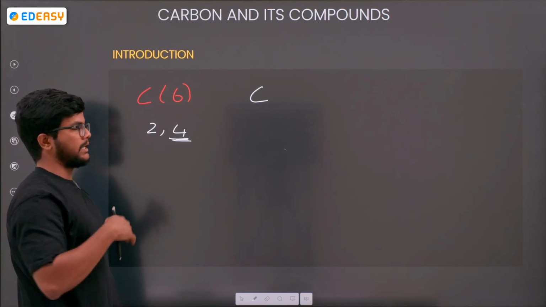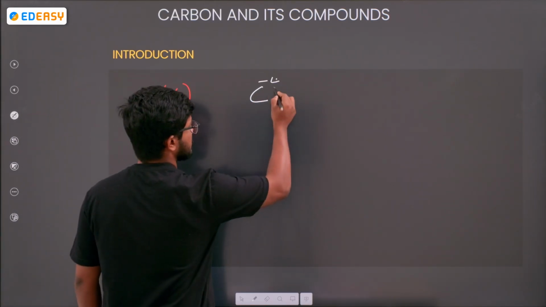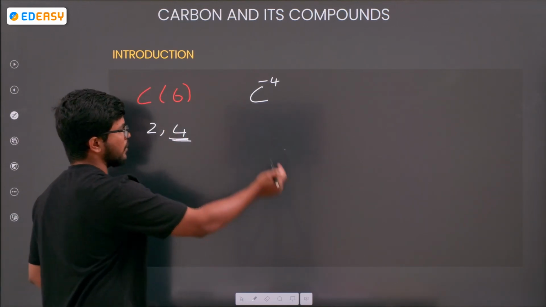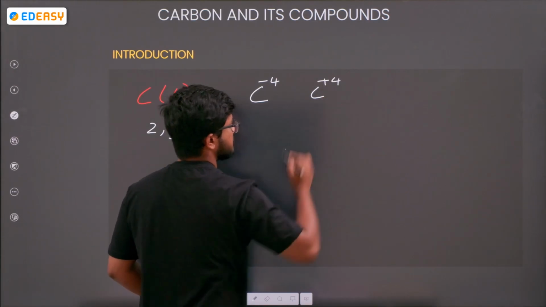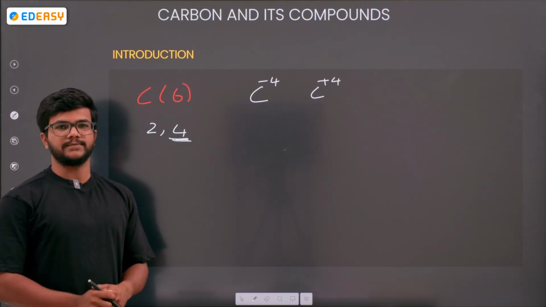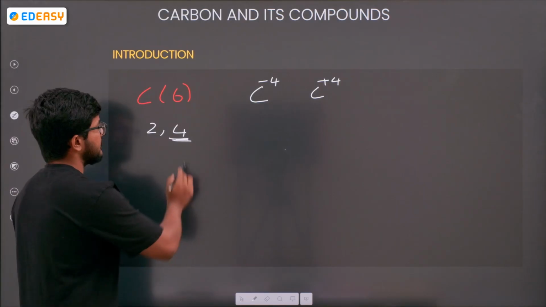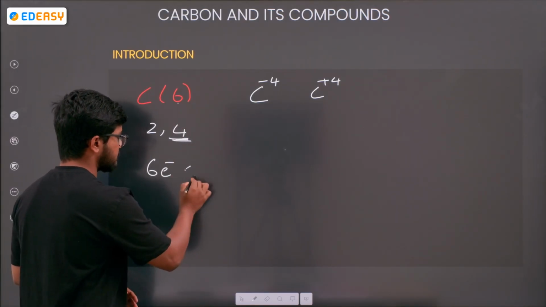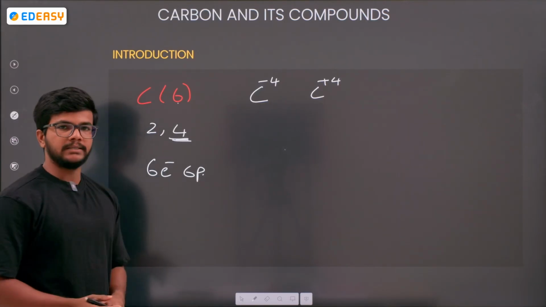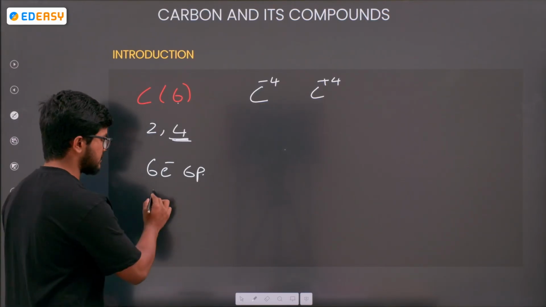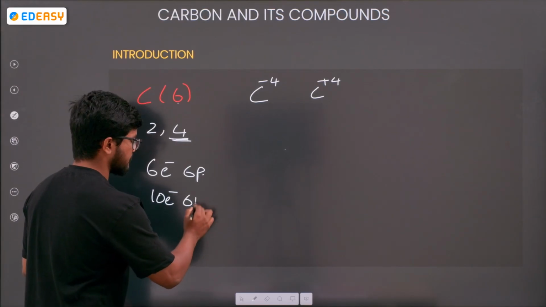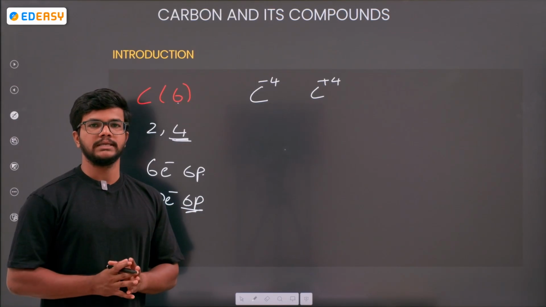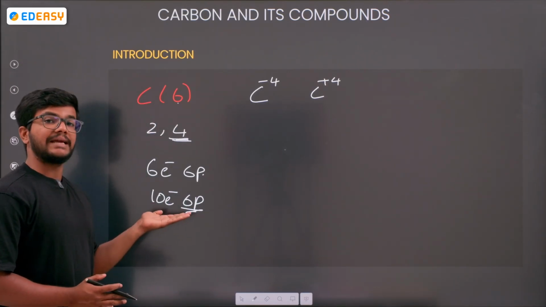When it gains 4 electrons, carbon will be minus 4 because of excess of electrons, 4 extra electrons. If the carbon gives the 4 electrons away, it becomes C plus 4. So here what happens? Here there are 6 atomic number. That means 6 electrons and 6 protons. So when carbon takes 4 electrons, it becomes 10 electrons and 6 protons. So the nucleus contains 6 protons in the carbon with extra 4 electrons.